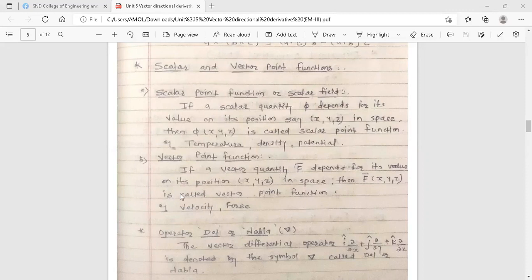And the vector point function: if a vector quantity f bar depends for its value on its position x, y, z in space, then f bar of x, y, z is called a vector point function. The examples are velocity and force. So these are the examples.